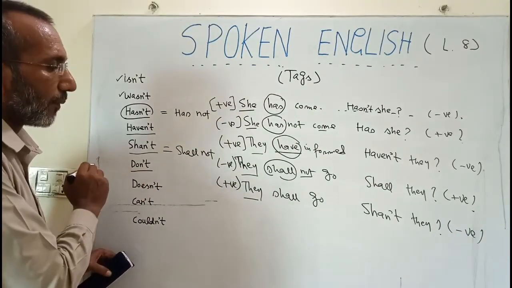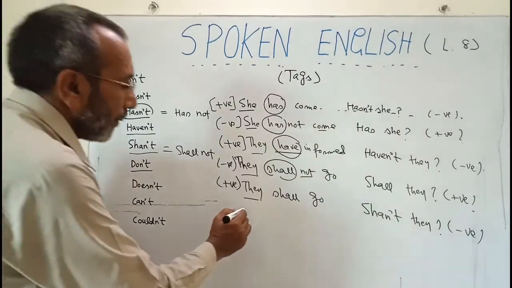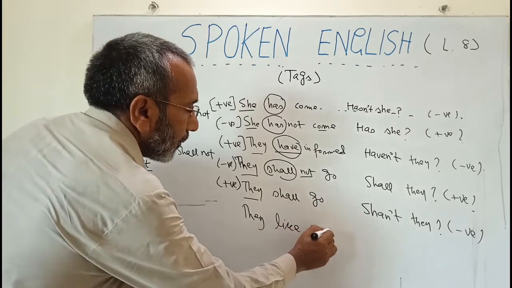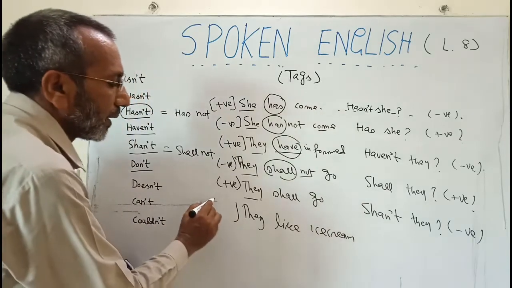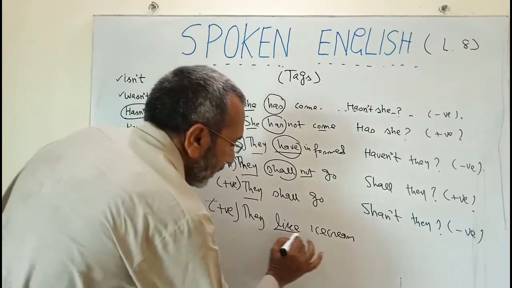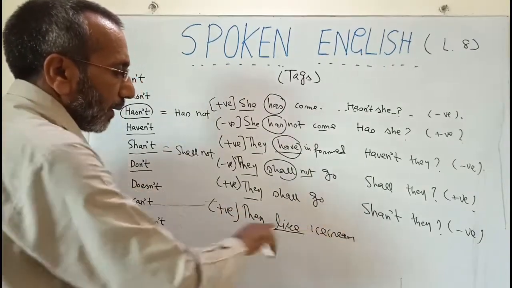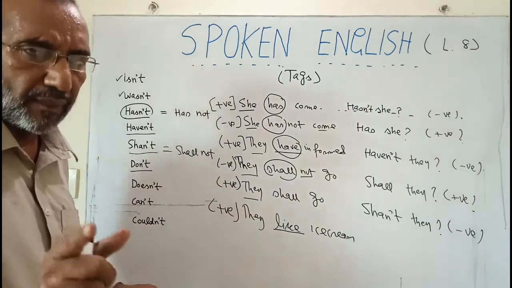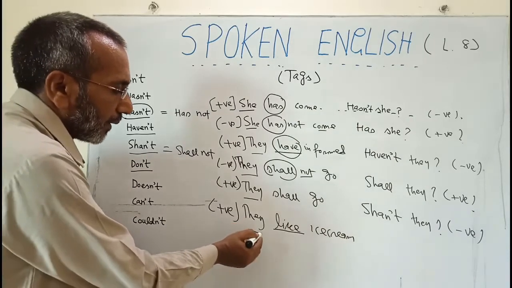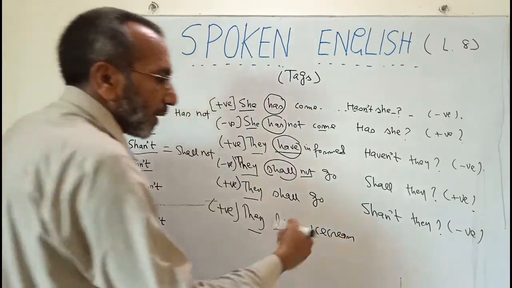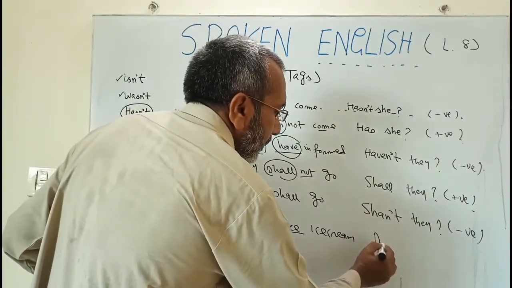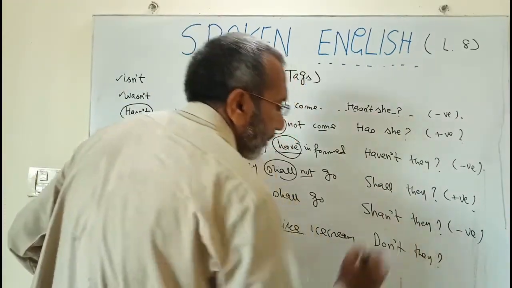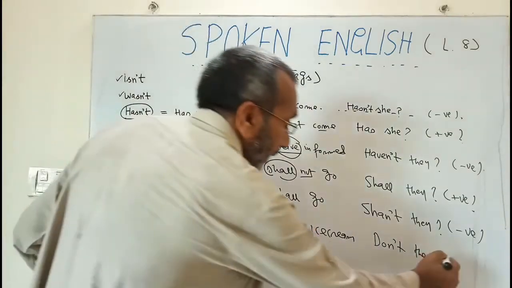Suppose take don't. Suppose you say, they like ice cream. Is the expression positive or negative? Positive. And as I told you in the earlier lecture, sometimes there is no helping verb, but the sentence is present indefinite. So obviously, in present indefinite, we use do, does. So the tag would be according to this. They like ice cream, and the tag must be negative, that is, don't, and then don't they? The expression was positive, and the tag has become negative.